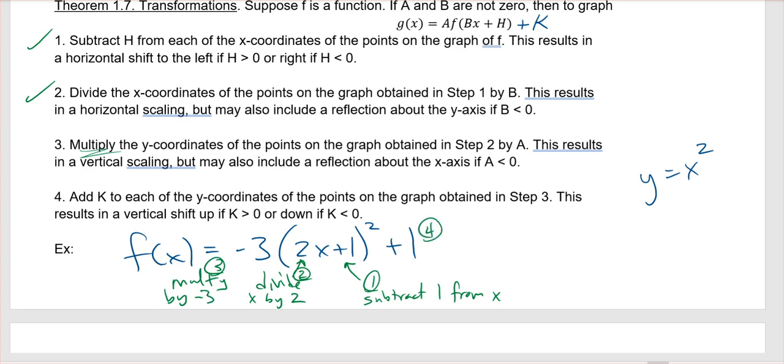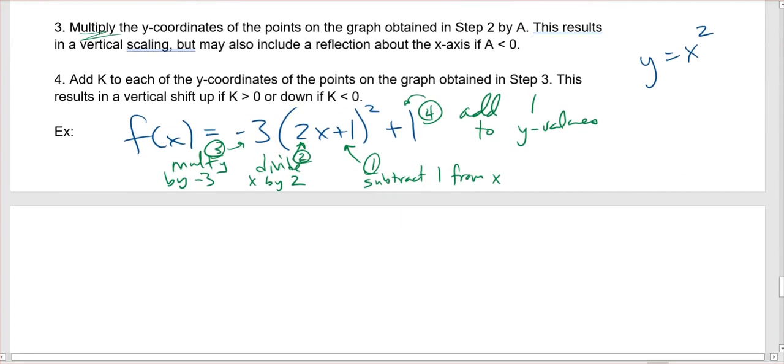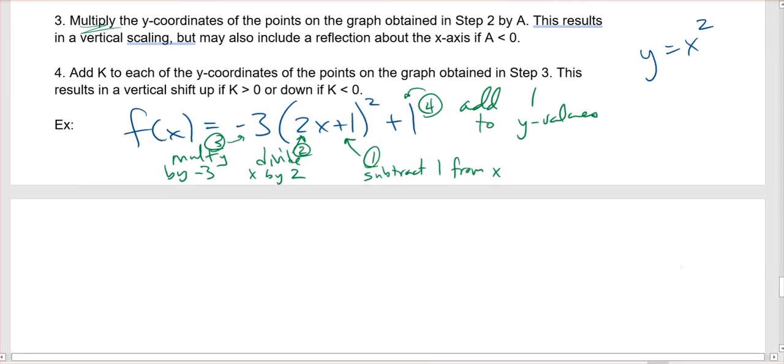And then our fourth step, we're going to add k. So fourth step is right there. We're going to add 1 to all the y values. And that's going to correspond to our up and down movement. So great. I would very much encourage you to list this out in steps, right? 1, 2, 3, 4. We do the stuff with the x first, then we move out from the x and we go for it. So let's do it.